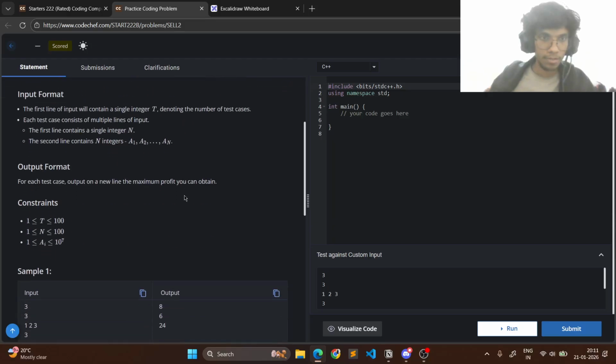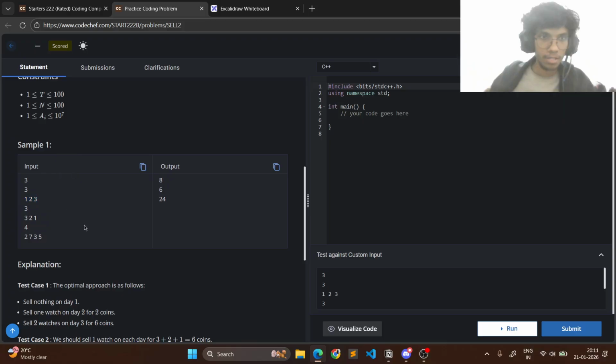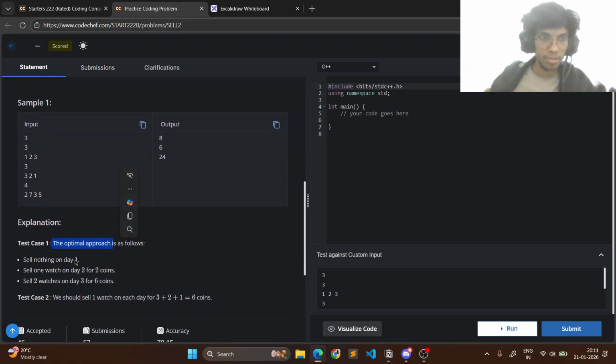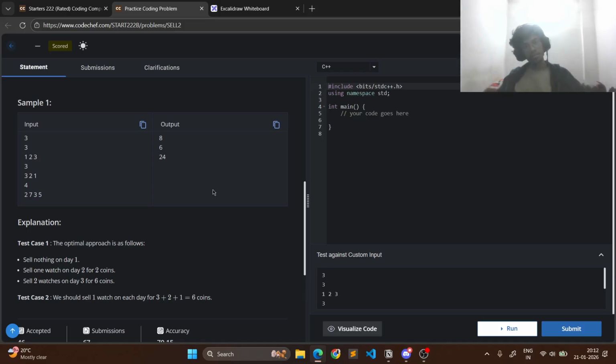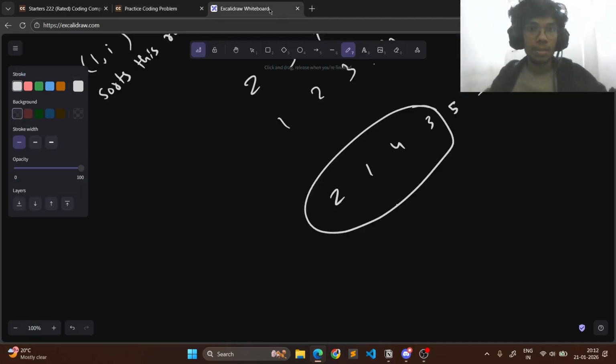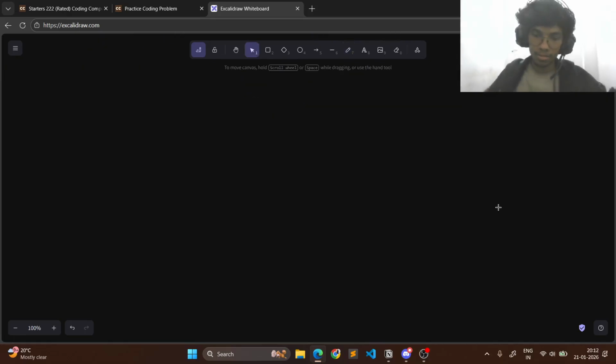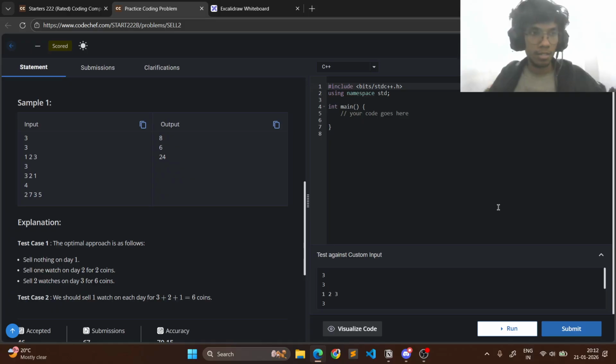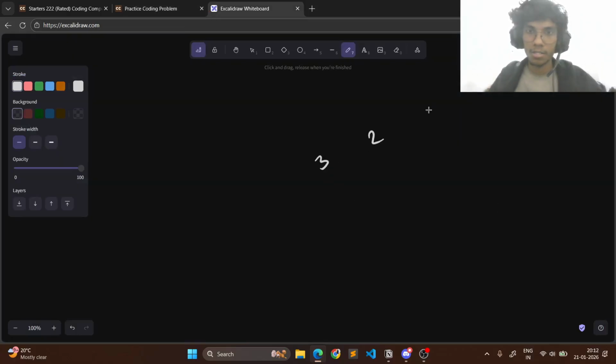So can I sell 0 watches? So 1, 2, 3, and I put A as that. So sell nothing on day 1. Sell 1 watch on day 2 for 2 coins. And sell 2 watches on day 3 for 6 coins. Sell 1 watch. Yeah, got it. 2 7 3 5. Right. This is what, 3 2 1.